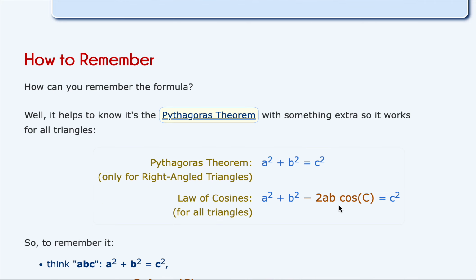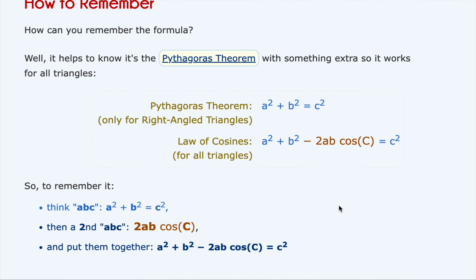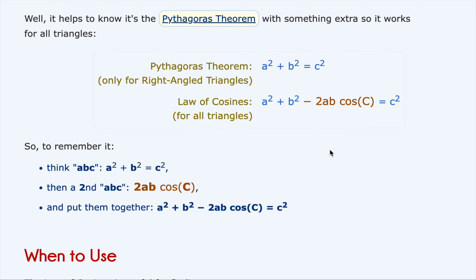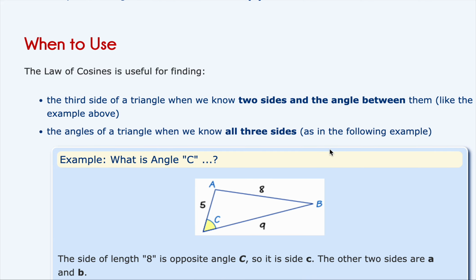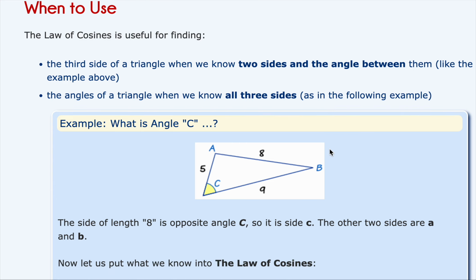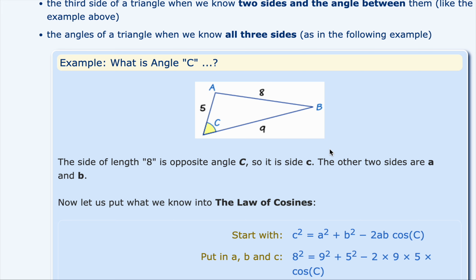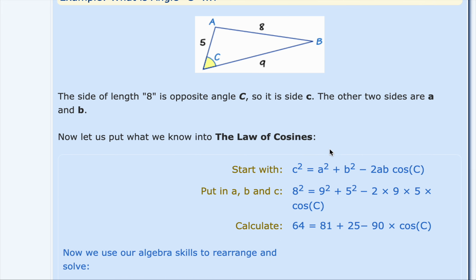And then moving on, we all know the Pythagoras theorem. So you're just adding the extra term minus 2ab cos c. That's the only extra piece that you're adding. When do we use this? Again, to find the third side of a triangle when we know two sides and the angle between them, which is called the included angle. Or you can also use it when you're trying to find an angle.